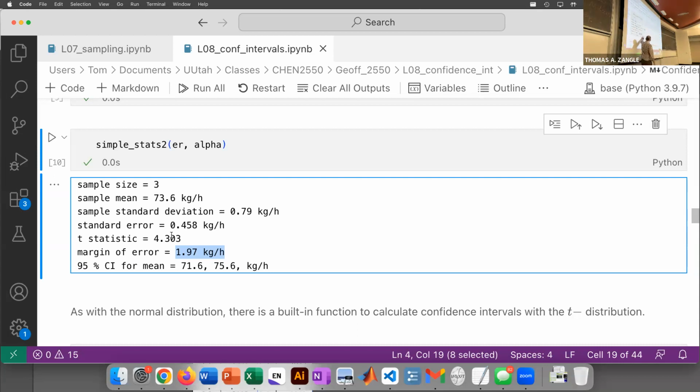What that translates to is a 95% confidence interval on the mean that lies somewhere between 71.6 and 75.6 kilograms per hour. And if you remember back to this example, the federal limit was 75 kilograms per hour. So there's a chance, at a significance level of 0.05, that the true mean is above 75. But if we had used the normal distribution, we would have gotten that wrong.